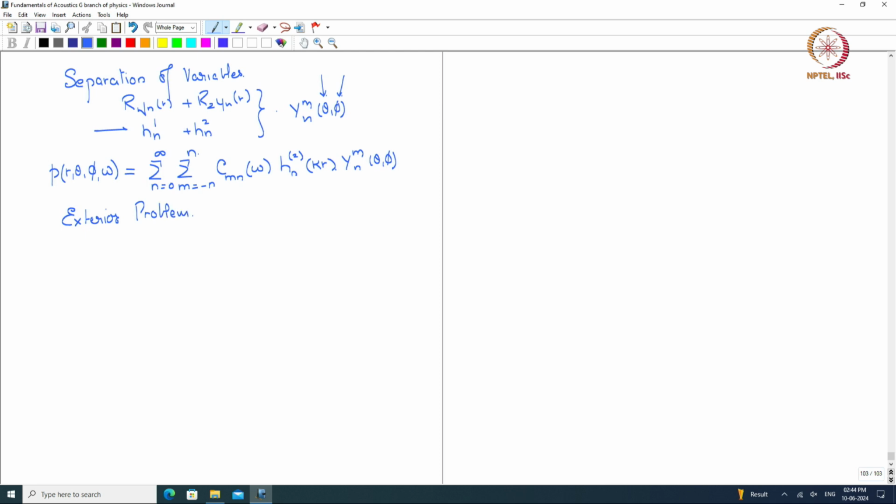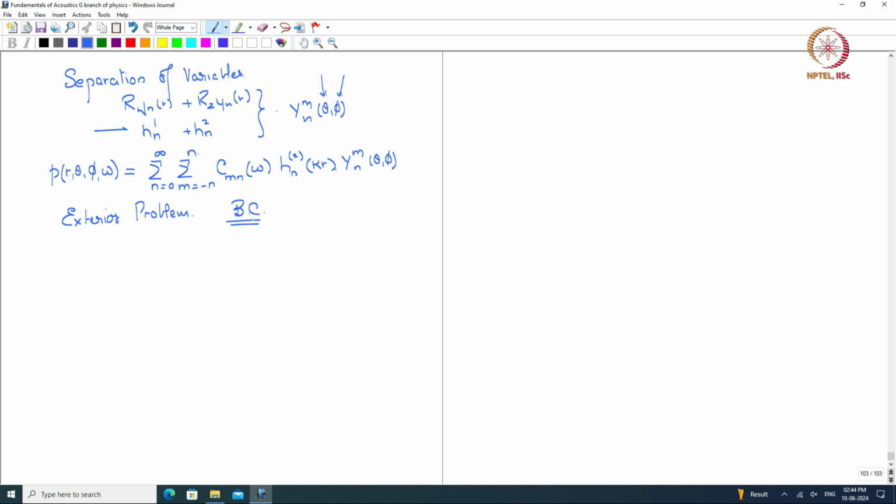Then what happens at the surface? So this is driven by what? This is a solution for a homogeneous problem, so it must be driven by a boundary condition, right? It has to be driven by a boundary condition.